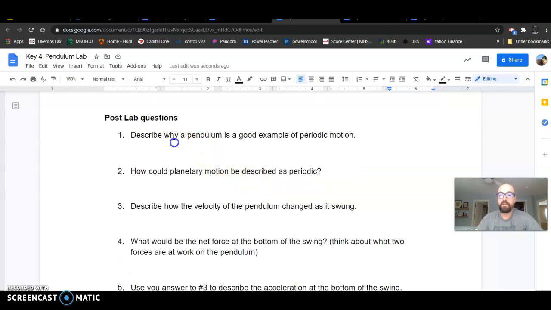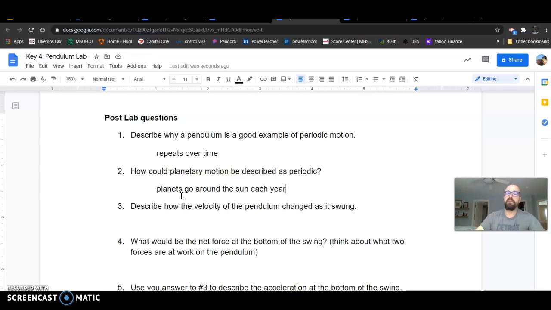Post-lab questions: why a pendulum is a good example of periodic motion. Simply, it repeats over time, so it keeps going back and forth. How could planetary motion be described as periodic? Because the planets go around the sun each year. A year for us on Earth is different from a year for a different planet, if we're measuring that in going around the sun. But that's periodic because we go around once each year.